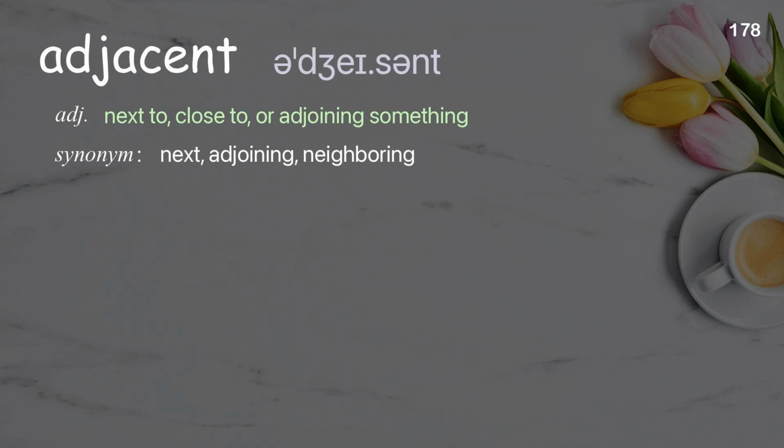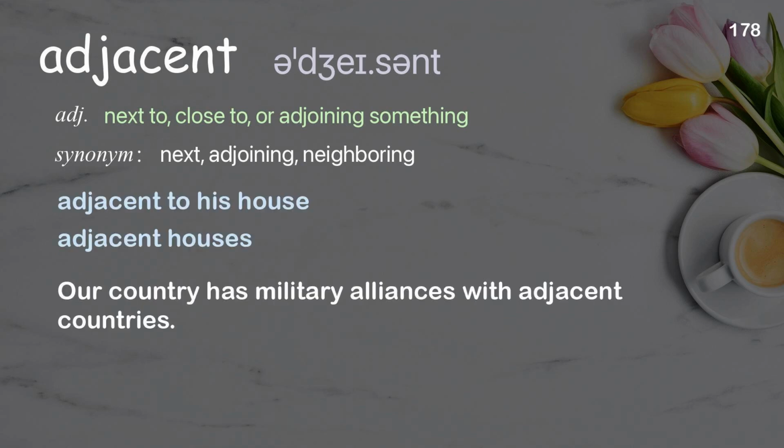Adjacent: Next to, close to, or adjoining something. Examples: Adjacent to his house. Adjacent houses. Our country has military alliances with adjacent countries.